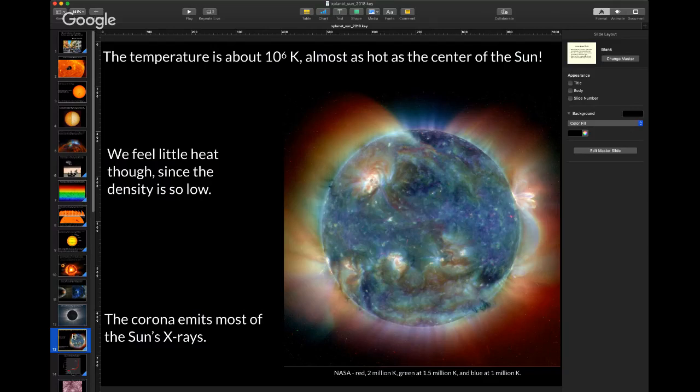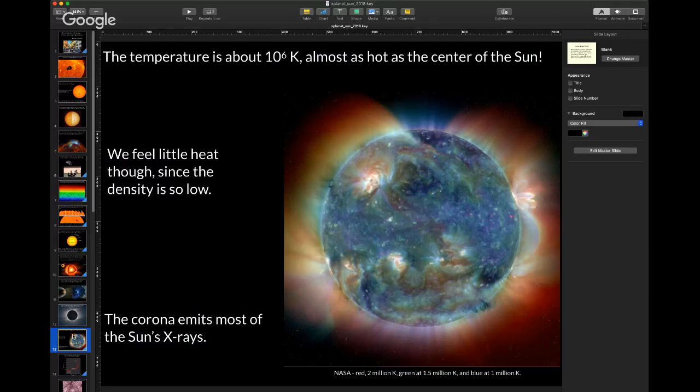It's the very tenuous outer layers. And so although it's quite hot, the density is quite low. You don't transfer a whole bunch of heat. And it is the corona that emits most of the sun's X-rays. So as we go into the sun, each layer is going to emit certain types of energy. And the corona, it's the X-rays, and we'll see the other ones as we get in.